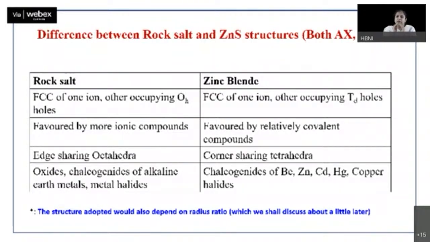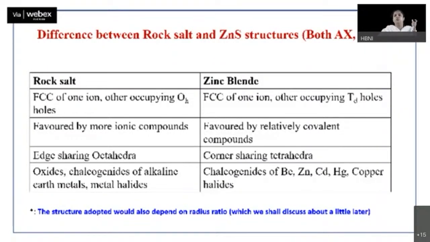The ionic compound, ions, which are more electropositive and electronegative, they prefer to have as many ions around them as possible. Okay. So in case of rock salt, because the coordination number is more, so if you have a more ionic compound... Why we are comparing it? Because in both of them, the stoichiometry of cation and anion is 1:1. So why can't ZnS have a rock salt structure also? So there are many factors that control it. So as I said, rock salt is favored by more ionic compound and ZnS is favored by more covalent compound.